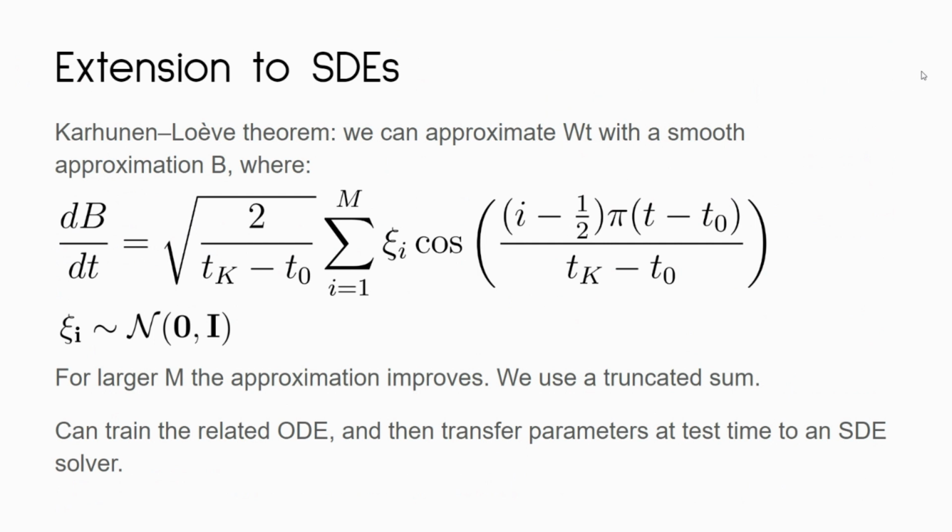So the question is, how do we actually approximate dB/dt? The Karhunen-Loeve theorem says that we can approximate it with an infinite Fourier expansion, where the coefficients in front of the cosines here are sampled from a standard normal distribution. And as capital M increases, the approximation improves. We use a truncated sum with approximately 10 terms. And then by training this related ODE, we can use the Gaussian quadrature method to solve for the gradients and run gradient descent. And then after training, we transfer the parameters at test time to an SDE solver.